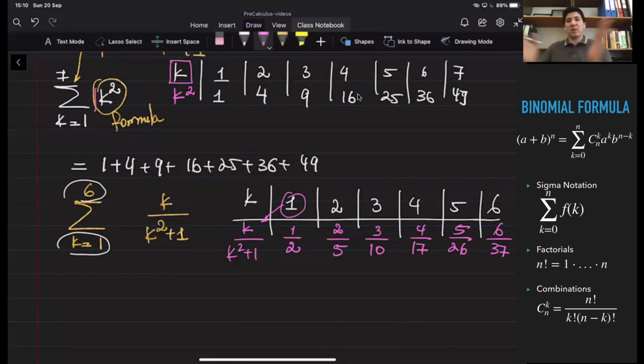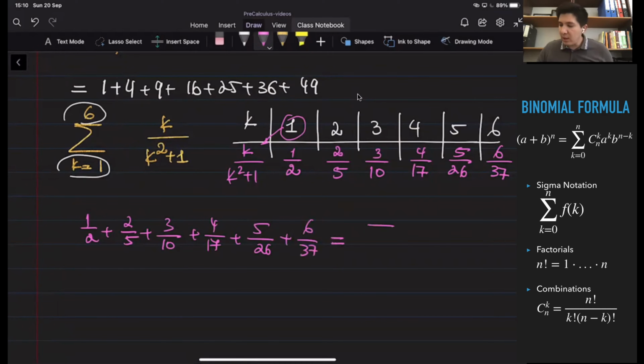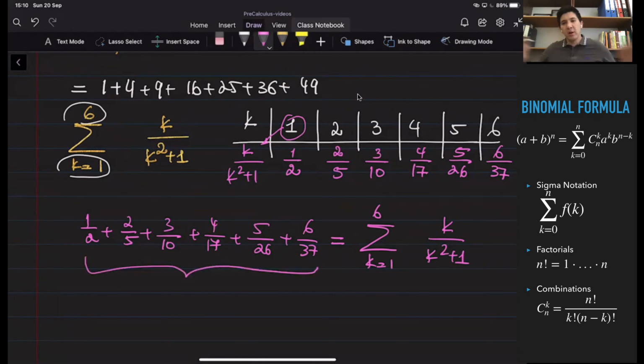And at the end, we just need to sum them, right? So it's 1 over 2 plus 2 over 5 plus 3 over 10 plus 4 over 17 plus 5 over 26 plus 6 over 37, which is equal to the sigma summation of k starting from 1 until 6 of k divided by k squared plus 1. You can see here that instead of writing all of these long terms, we can write this in a more compact form, even though it is less understandable than the first two, right?